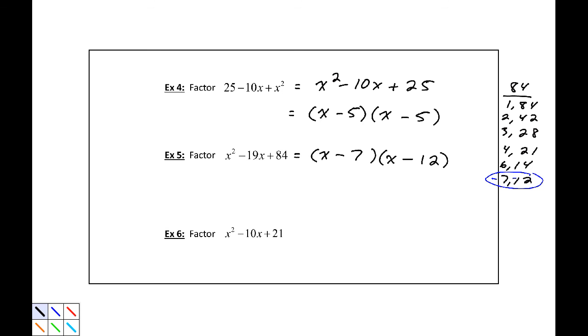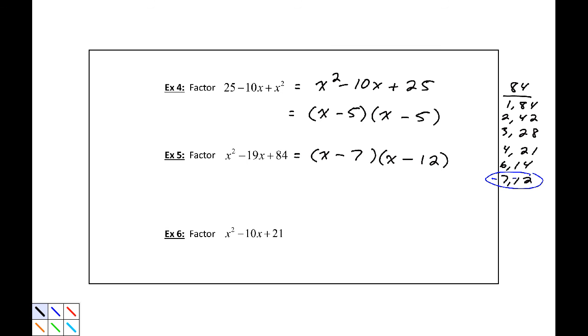Now, one thing that I need to make note of is that this process only works if it is a 1x squared. Okay? If the a value in this polynomial is equal to 1. We have a separate type of thing we'll do for ones where that's not the case.